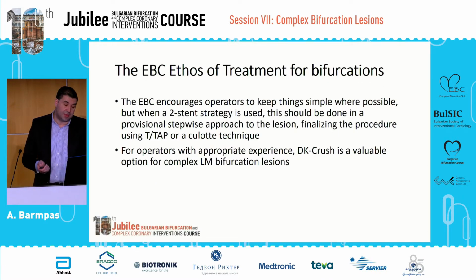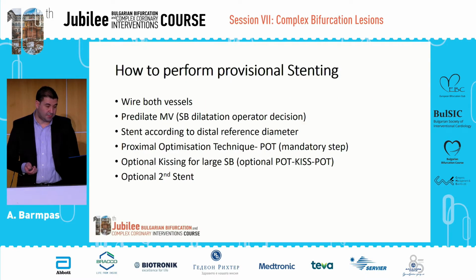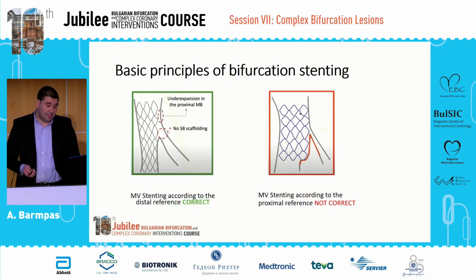The EBC encourages operators to keep things simple where possible, but when a two-stent strategy is used, this should be done in a provisional stepwise approach to the lesion, finalizing the procedure using T, TAP or Culotte technique. For operators with appropriate experience, DK crush is a valuable option for complex left main bifurcation lesions. It's known how to perform provisional stenting. It's very important to say that main vessel stenting should be done according to the distal reference diameter.